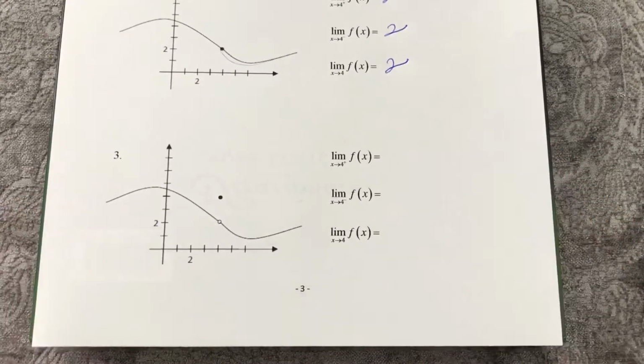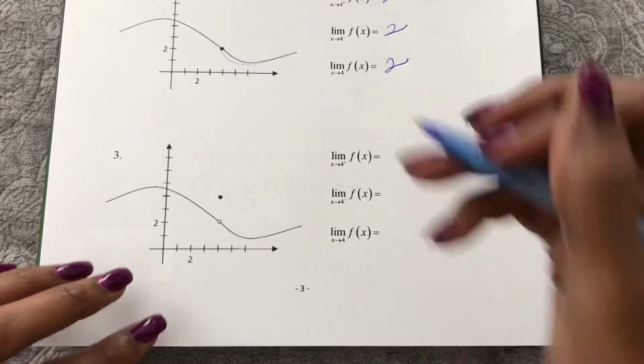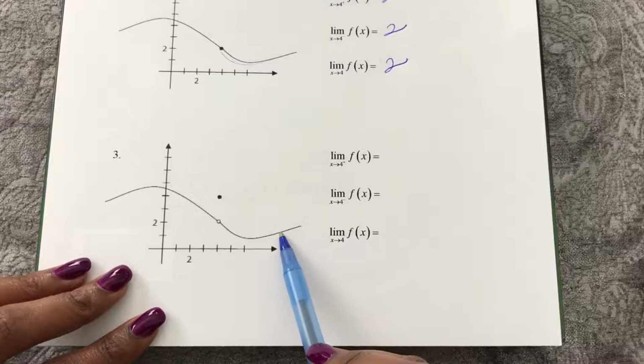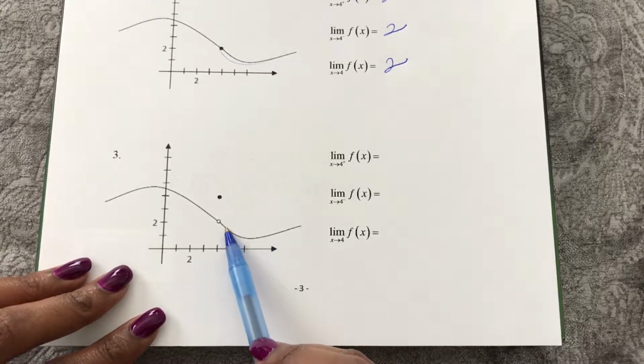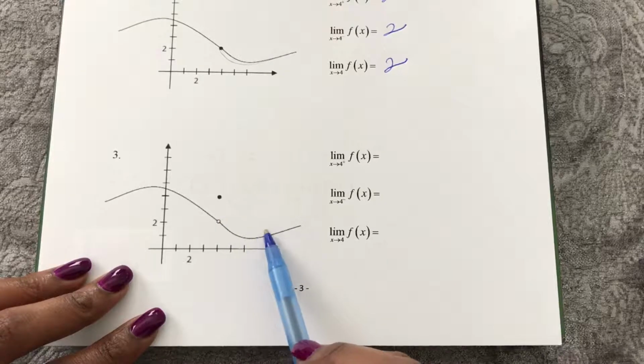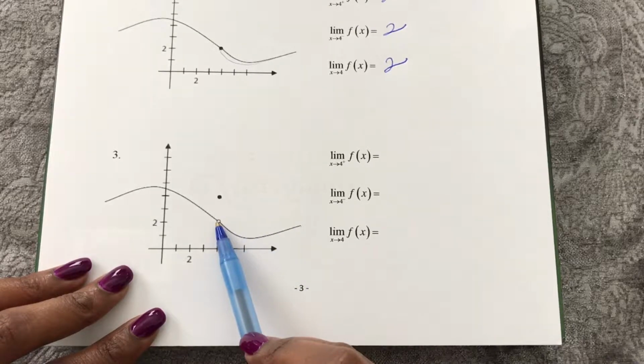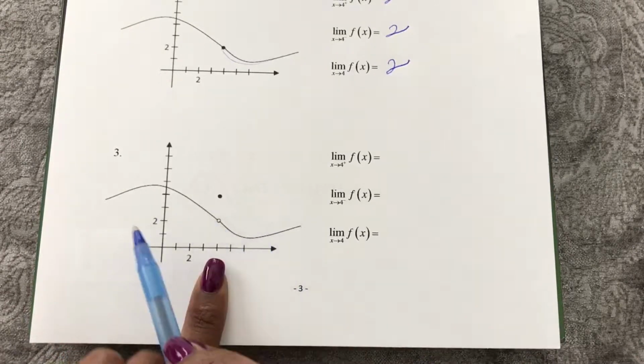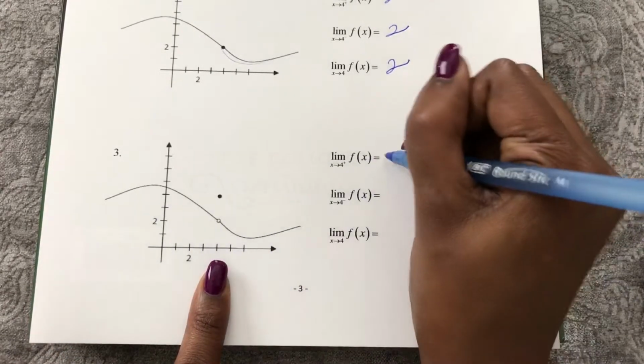Last one on this page. Let's see, the limit as x approaches 4 from the right side. Let's see what's happening. So here's my function from the right. It's approaching 4 from the right side, and as we are approaching 4 from my x values, my y values are approaching 2.